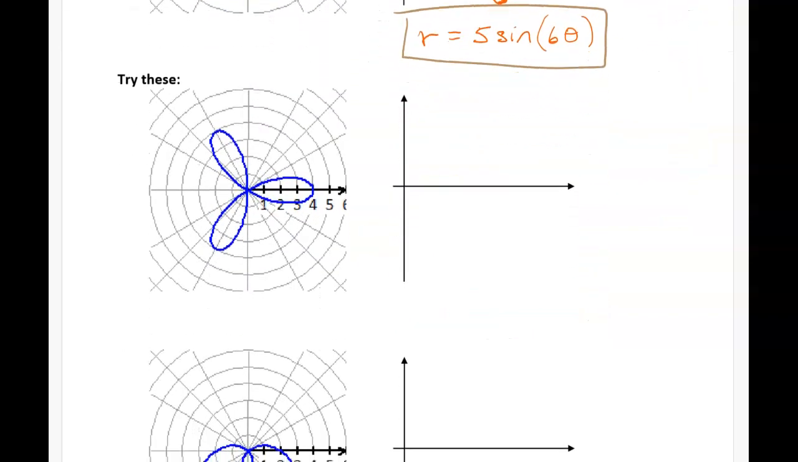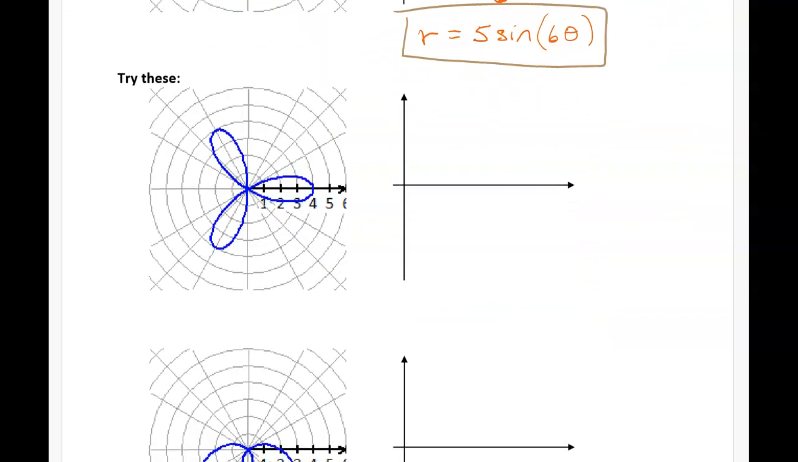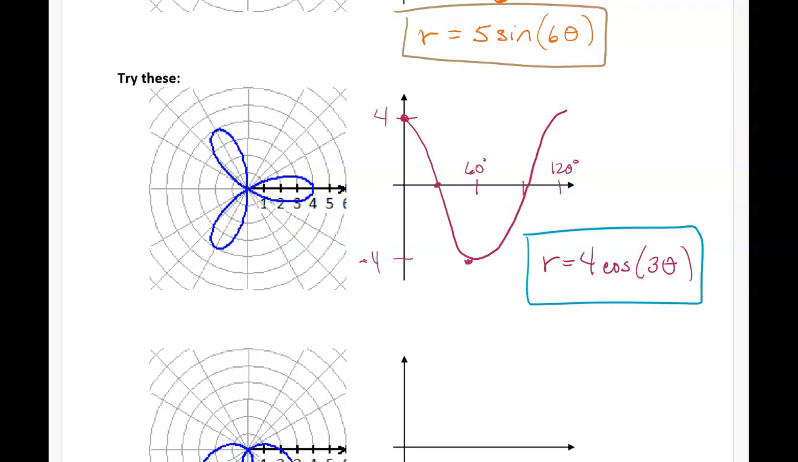All right, a couple for you to try. Try this rose curve first. Pause the video while you do that. Here's the equation. It's a 3-petaled rose curve, so we kind of knew n had to be 3. And it's a cosine graph because the radius starts at a maximum.